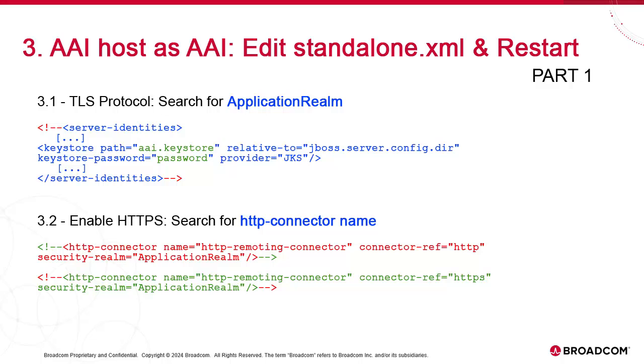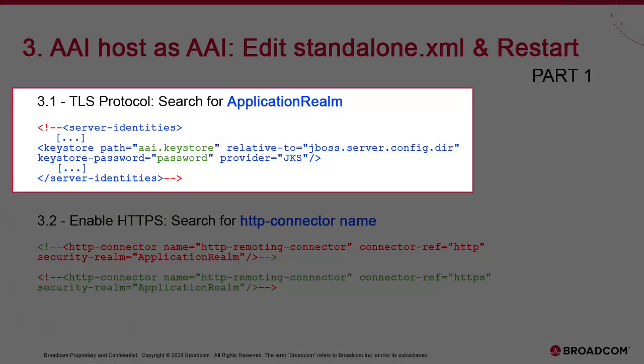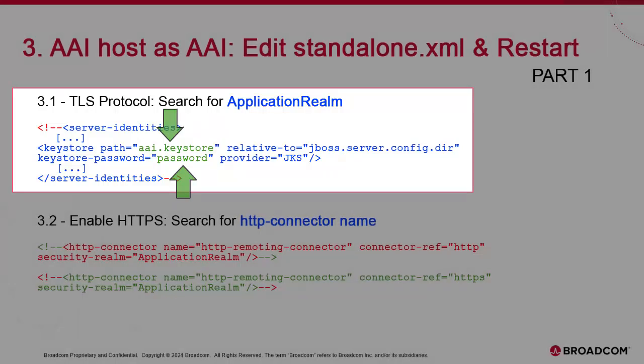We vim the file. Three blocks need to be updated. A reference to the key store and password is needed. Search for application realm. Uncomment the server-identities opening and closing tags, and set the key store path tag to the name of the key store you created. When these passwords are required in other parts of the configuration, we'll show them in blue boxes.